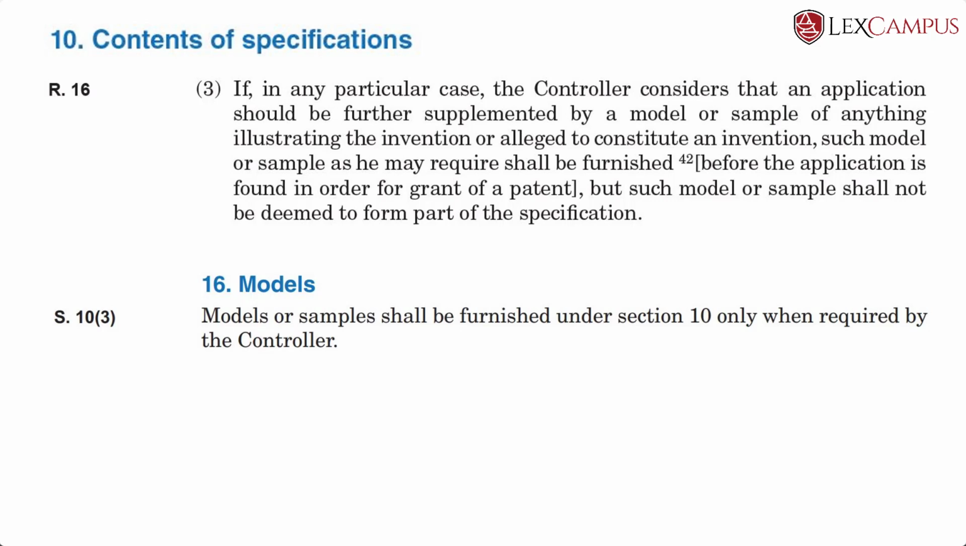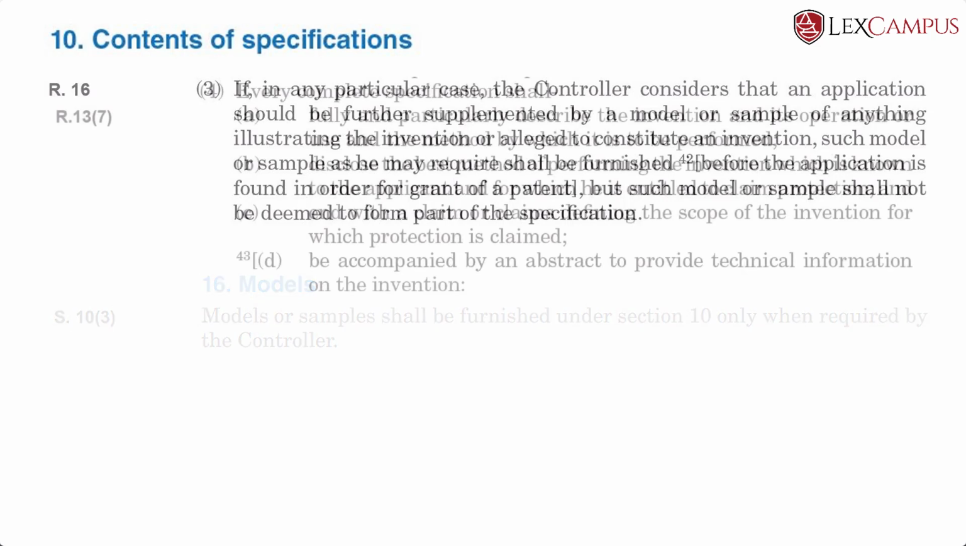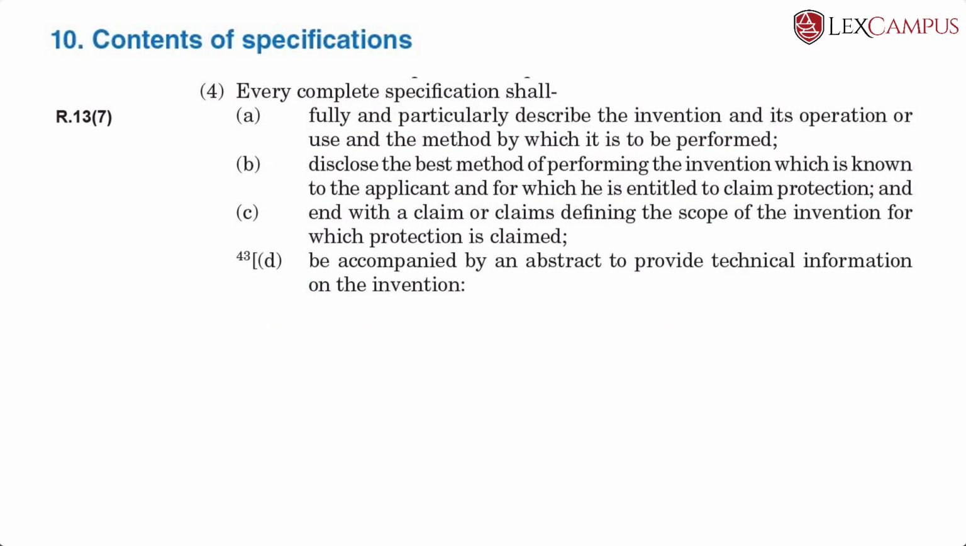A model or a sample is not insisted on by the controller in all cases, but in some specific cases. For instance, if the applicant claims to have invented a machine that is capable of perpetual motion, the controller can insist on a working sample. So, the working sample or a miniature model would show whether the invention is capable of achieving what the inventor claims. 10(4) describes the various parts and functions of a complete specification.